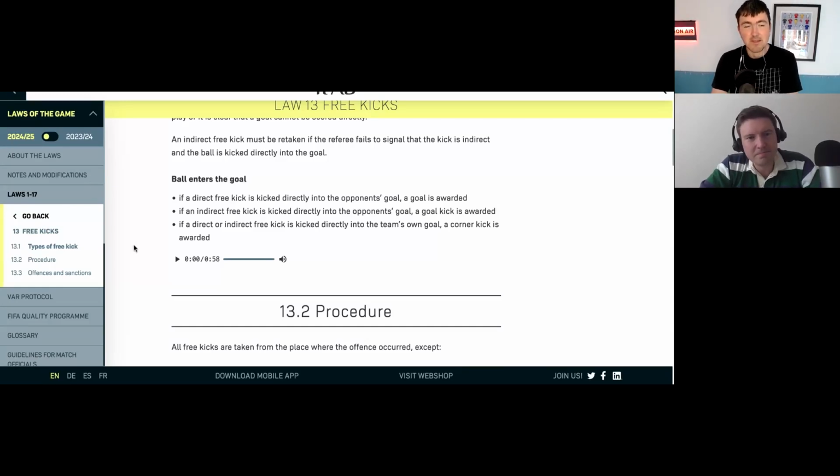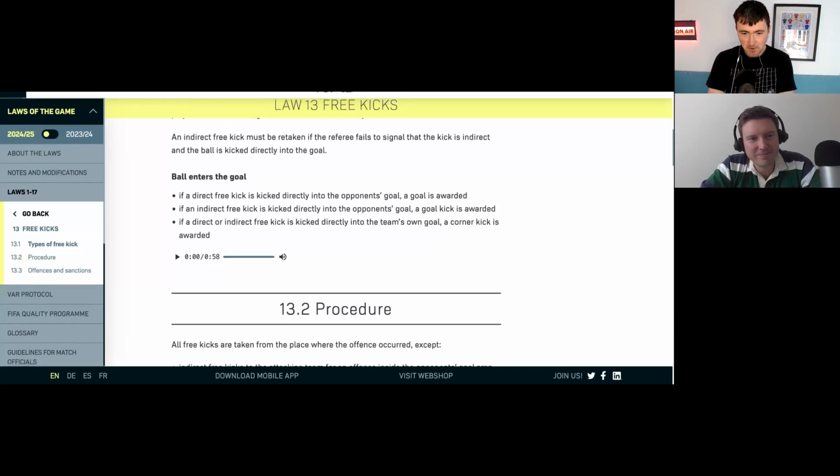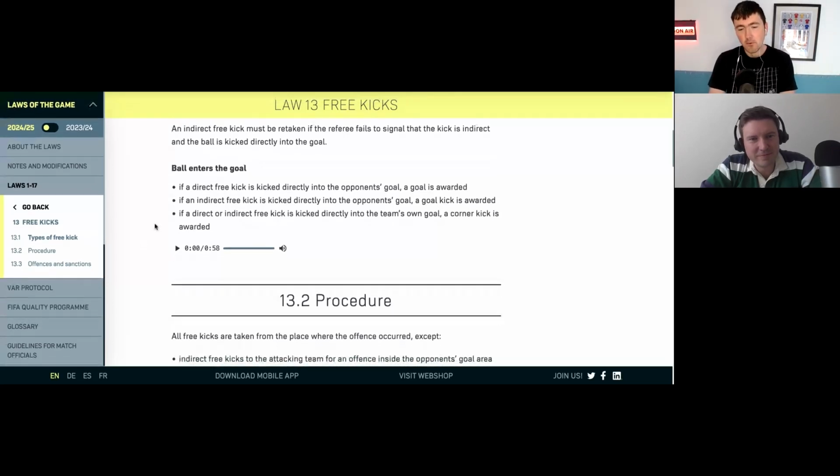None of this is really that interesting, but we want to cover it anyway. And then what happens if the ball goes in from an indirect free kick, or various different types of free kicks? So I can just quiz you on this as we go. It's on the screen and you'll see it anyway, but just pretend you can't. If a direct free kick goes straight into the net, what happens? It's a goal. Yes. If an indirect free kick goes straight into the other team's net, what happens?